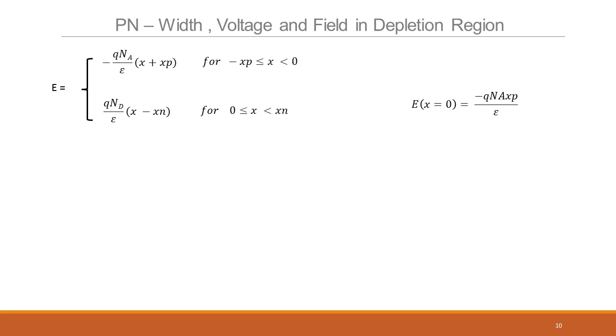Now let's take up the electric field. Okay. So E again in the two regions, you can substitute back, and you'll get this as E. We're just reiterating this again. And E at X equal to 0, if I substitute here, is minus QNA XP by epsilon. You can do it here as well, but I've just taken one. They're the same, because NDXN is equal to NAXP.